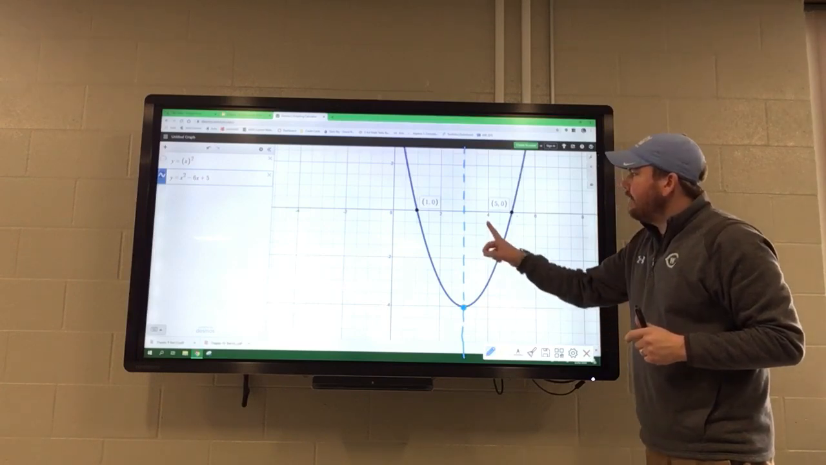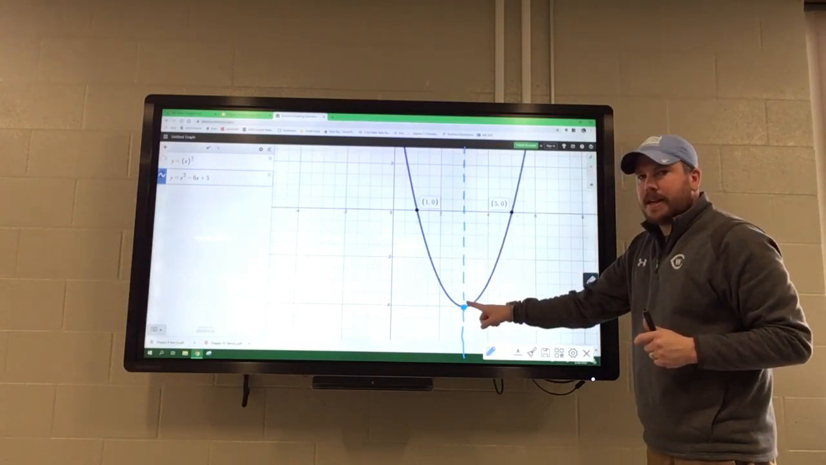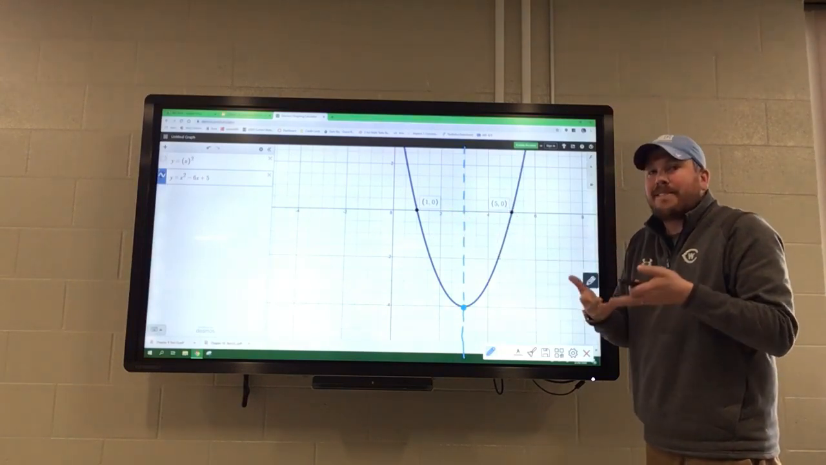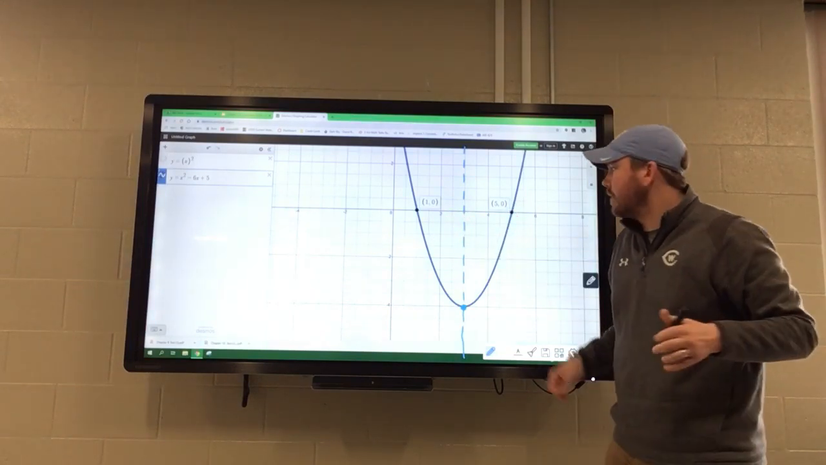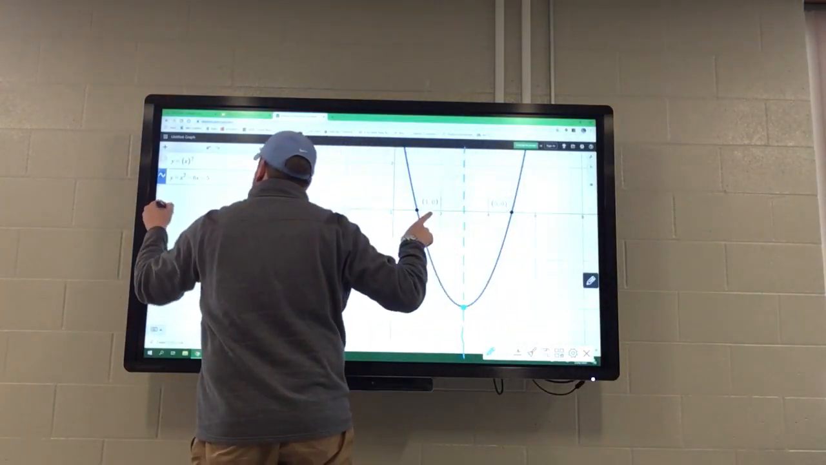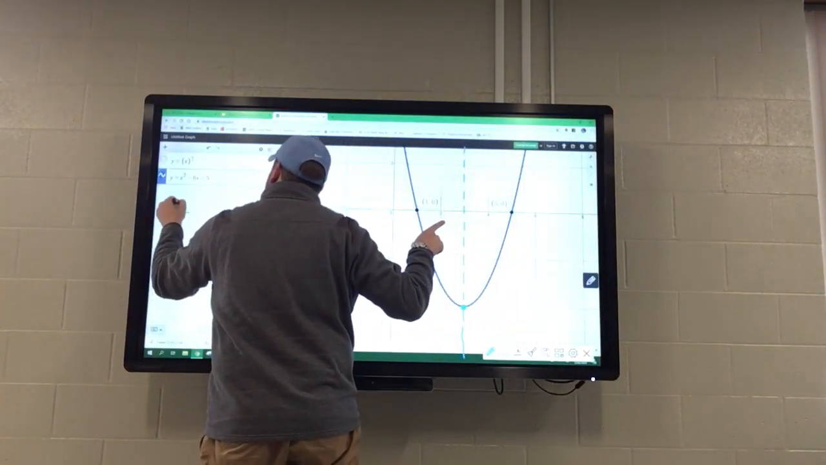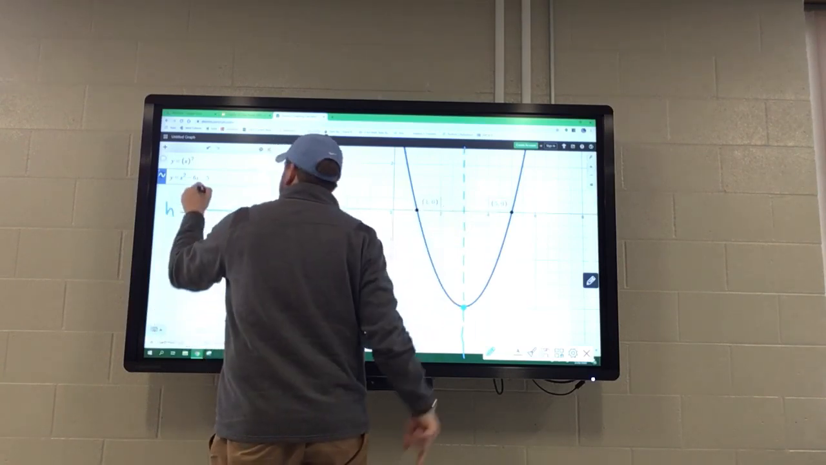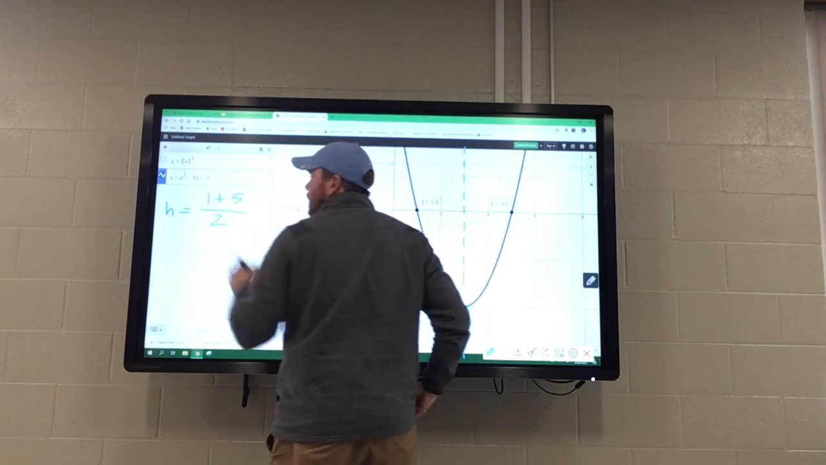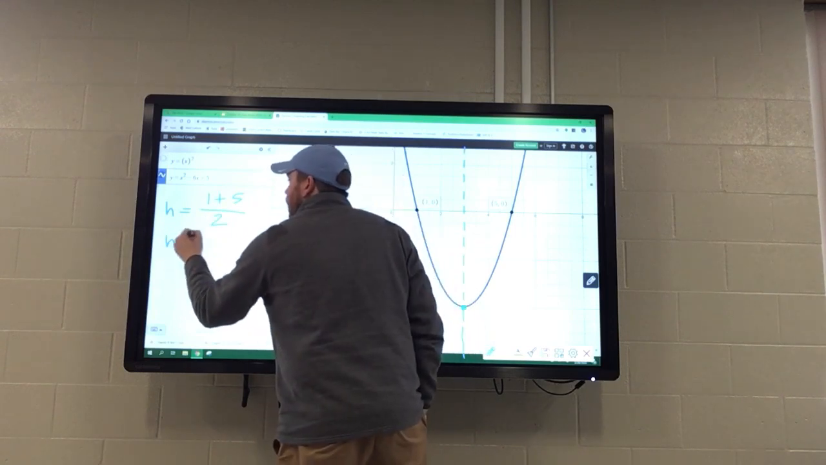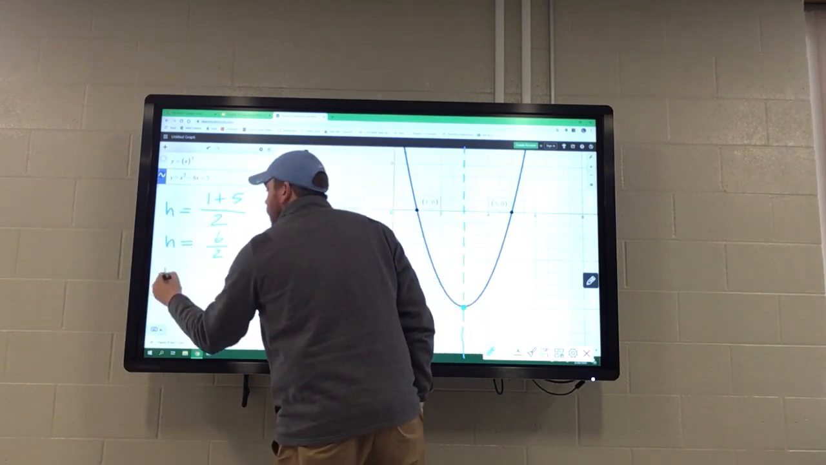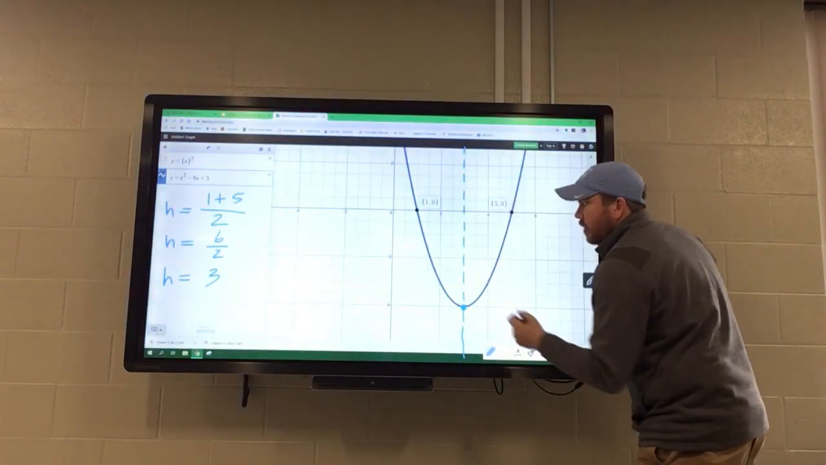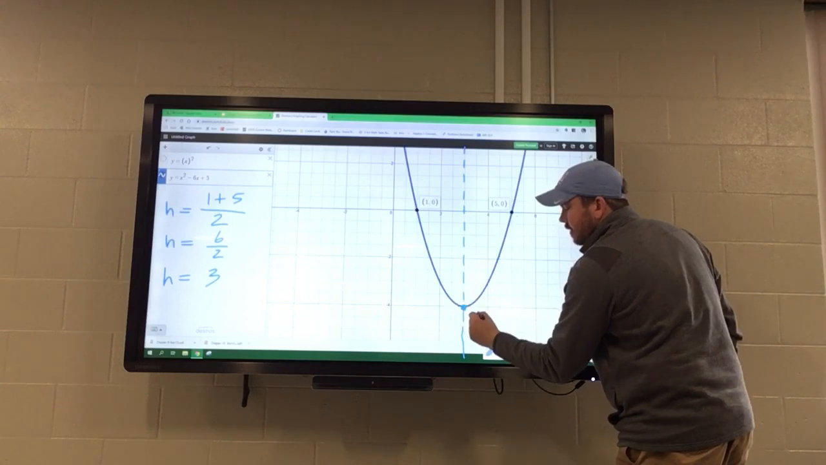So therefore, I can find the x value of my vertex by adding my two zeros together and dividing by 2. Basically finding the average of those two x values. Let's do that. So the x value of my vertex, which we'll call h, we take our two zeros, 1 and 5, we add them together and we divide by 2. So we end up with 6 over 2. We end up with the h value of our vertex is at 3, which as you can see here is correct.